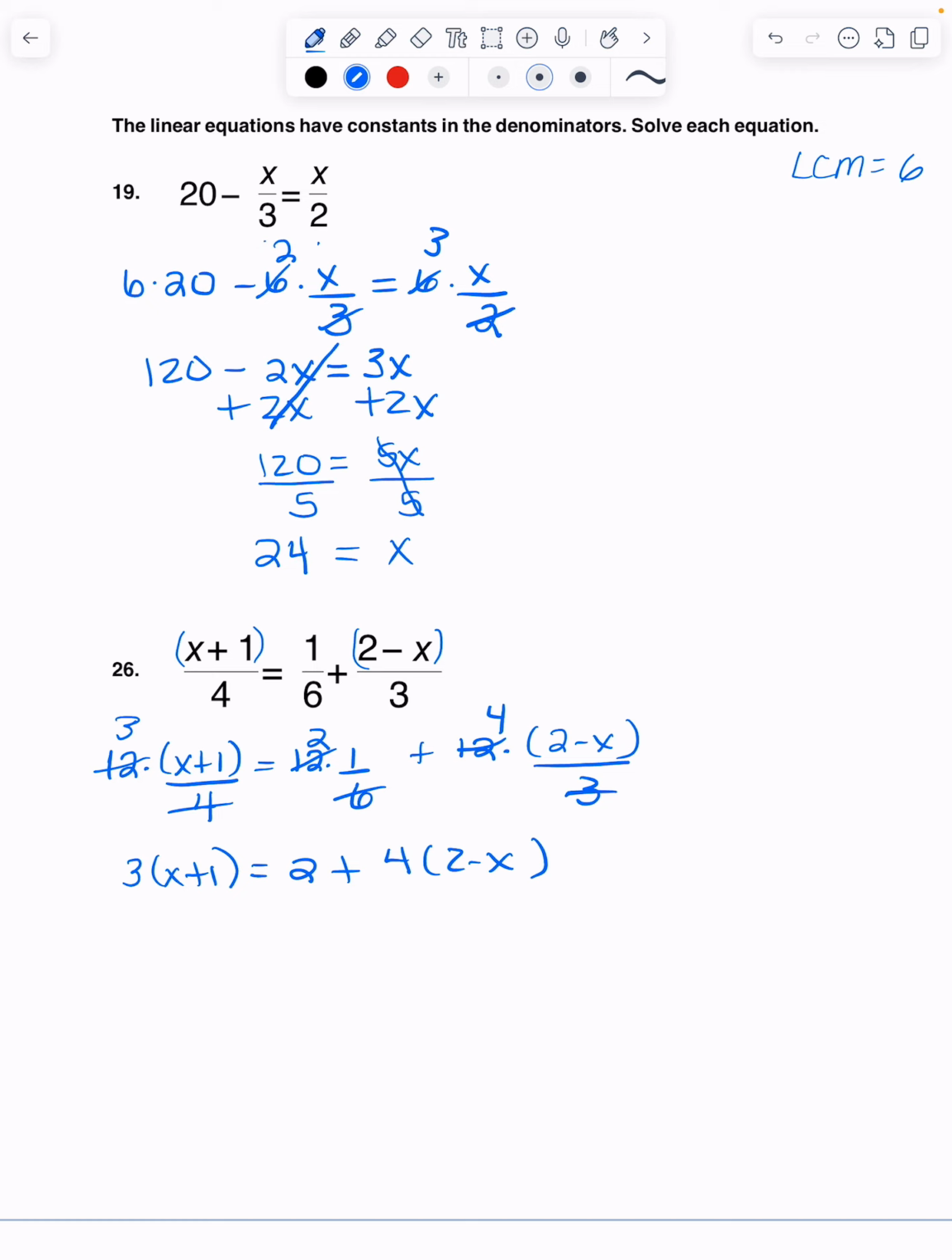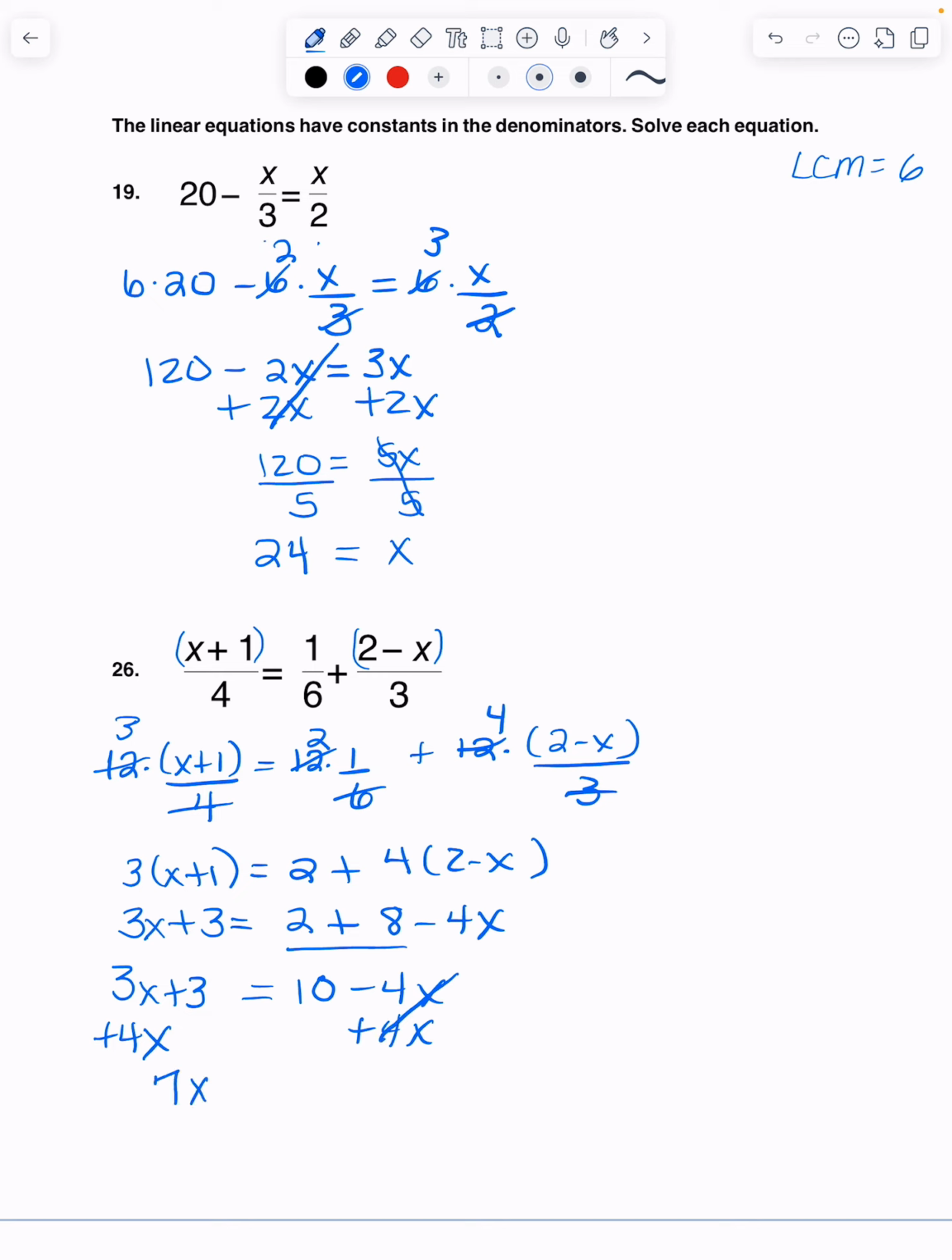Now we can simplify by distributing. 3x plus 3, 2 plus, I'm going to distribute the last part. I get 8 minus 4x. Anytime that I can clean up like terms, I'm going to do that. Going to get my variables on the same side, so that means adding 4x.